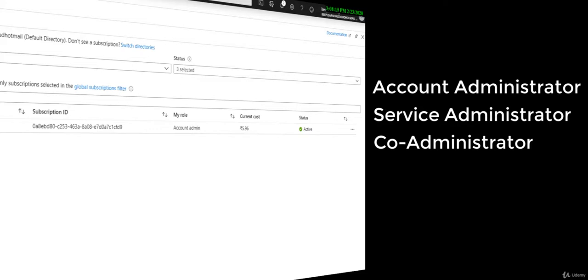And then there is the service administrator, who is authorized to access the Azure Management Portal for all the subscriptions in that account. By default, this is the same person as the account administrator. And you can create multiple role assignments for this role called service administrator. And then finally, there's the co-administrator, which is the same as the service administrator, but it cannot change the association of subscriptions to Azure directories.